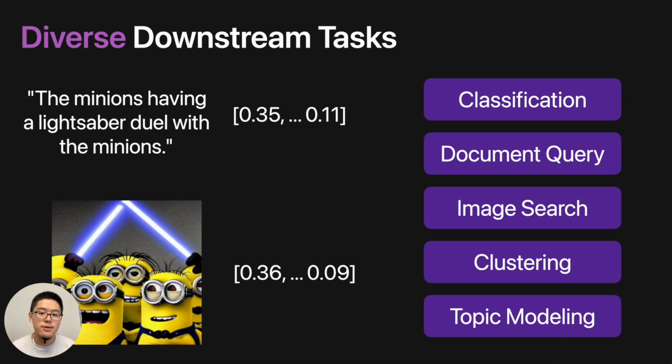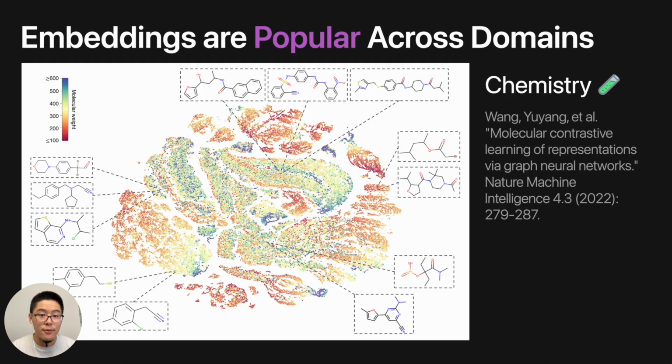After having the embeddings of the different input data, people can do a bunch of diverse downstream tasks, such as classification, searching documents, searching images, and also visualizing embeddings, clustering, and topic modeling. In fact, visualizing embeddings is becoming a very common practice across different domains.